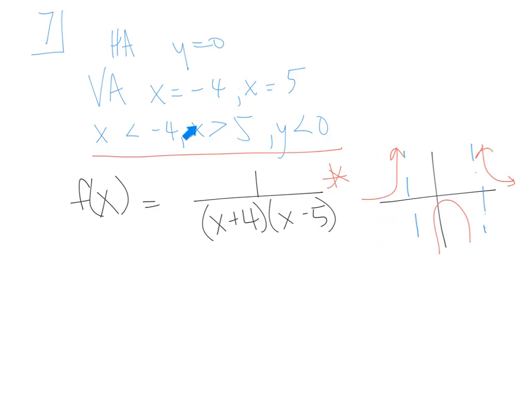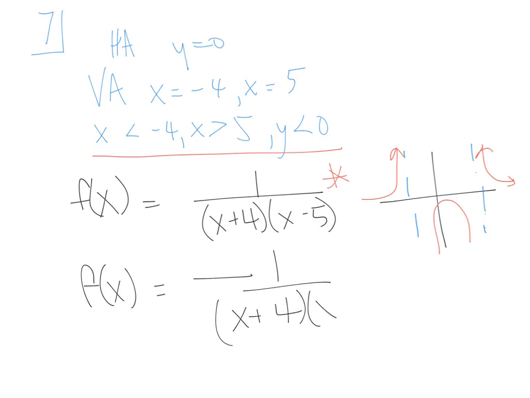And I'm going to check now when x is greater than 5. So x is greater than 5, I want it to be down here as well. So then that means we want the flip of this particular function. So the function we want is f at x equals -1 over x plus 4 times x minus 5.